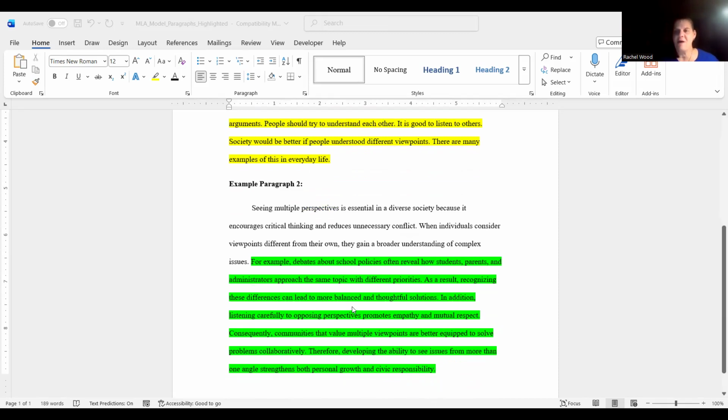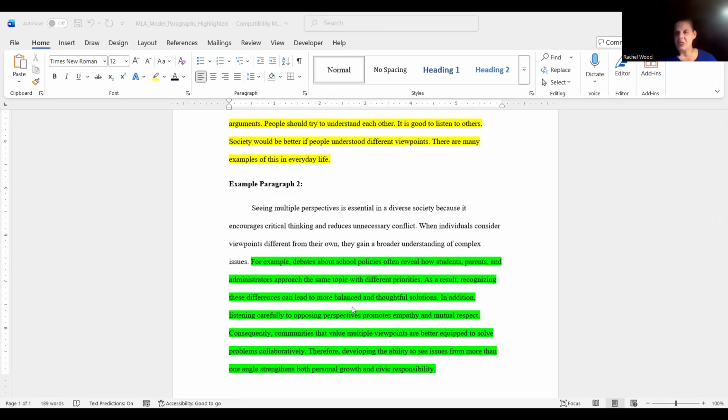So, as you can tell, I have highlighted some things in green, but the second paragraph is much stronger than the first, not only due to length, but it also has clear transition words. You have the transition words here, for example, you have as a result, you have in addition, you have consequently, you have therefore. And each sentence, as a result of using those transition words, builds on the previous ideas.